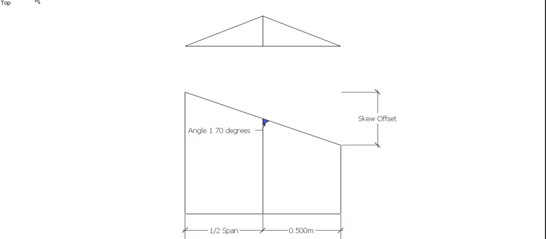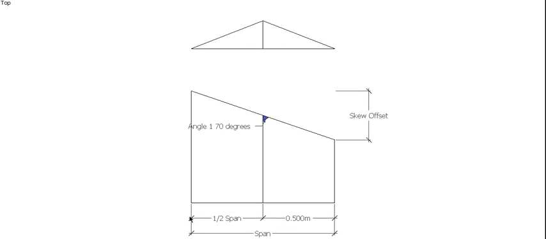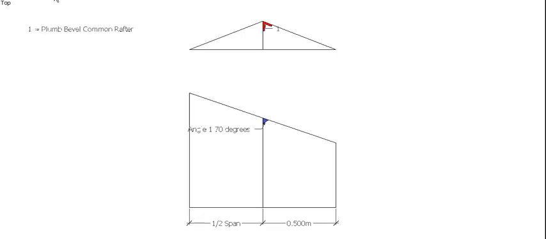So a few of these are fairly familiar. Obviously we need to know a half span of our building. We need to know how far this skew offset is. And we also need to know what the angle here is. If we know what the angle here is, we can just take that angle away from 90, which will give us, in this case, 70, because this is a 20 degree angle. So that's what we need to know before we start.